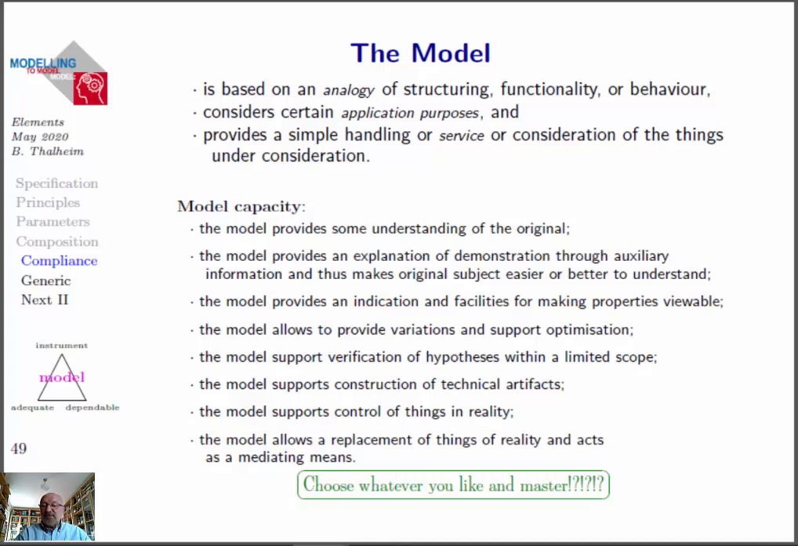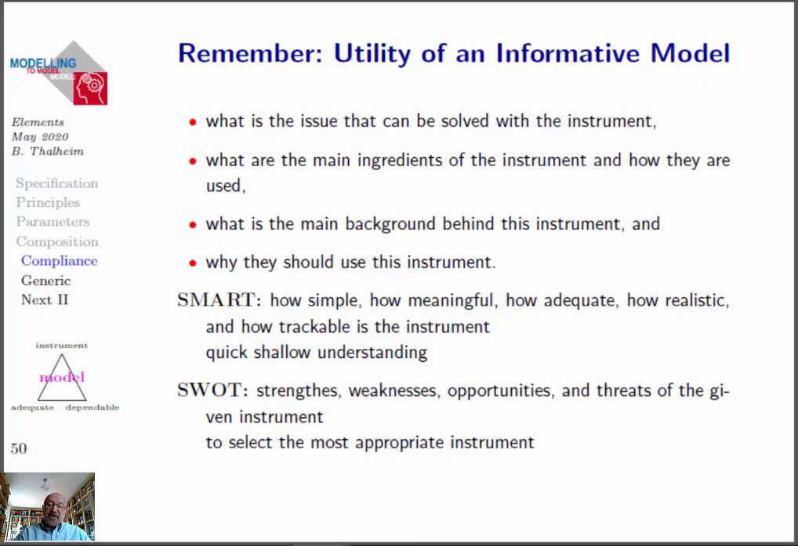These are somehow statements about the capacity, the same statements we could make about the potential of the model, but the statements are still a little bit too narrative in order to use them as a proper definition. Let's try to come to this topic by remembering the utility of an informative model. We should ask, what kind of information do we want to provide to the user? That means, what is the issue that can be solved with this instrument? What are the main ingredients of the instrument? And how can they be used? What is the main background behind the instrument? Why should we be aware of this main background? And of course we can now ask why we should use this instrument at all.